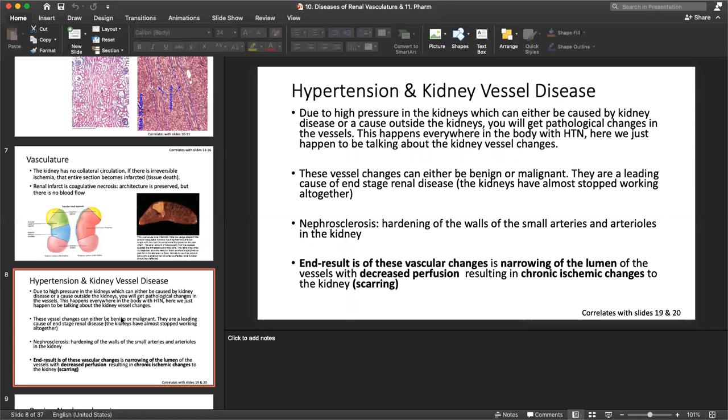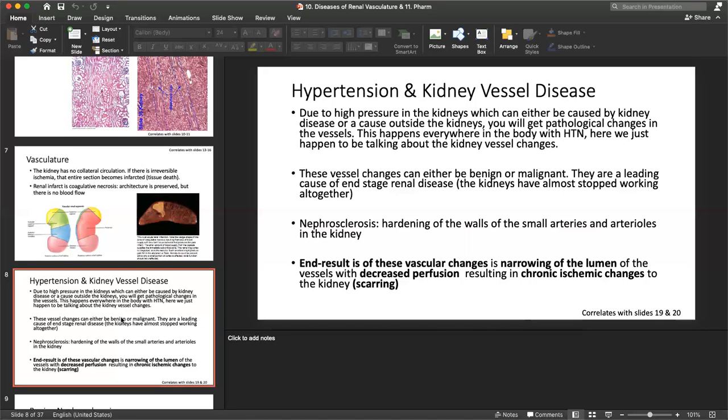But here in the kidneys, the vessel changes can either be benign or malignant, and they are one of the leading causes of end-stage renal disease. We'll talk about staging of kidney disease later, but we've already talked about the GFR. If our GFR is really, really low, like 0 to 15, we're going to have end-stage renal failure and then have to get dialysis for our patient.